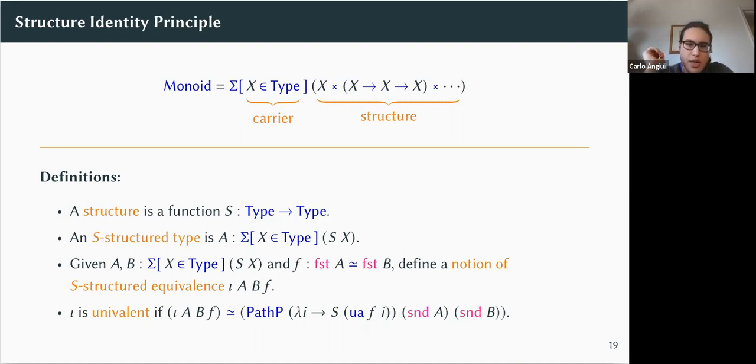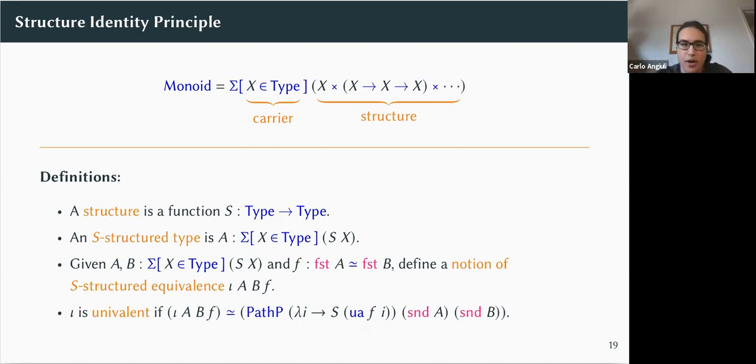But then, okay, so S-structured type, if we have two S-structured types, A and B, and we have an equivalence between their carriers, first of A and first of B, then we'll pair with S this notion of being S-structured, and I'll write that iota. So iota is just sort of a predicate on equivalences between carriers that says what it means for this equivalence to be preserving the S structure.